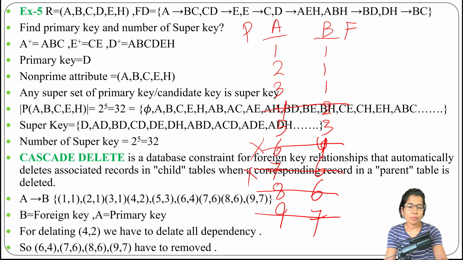After deletion of one functional dependency, we need to delete multiple functional dependencies as these are dependent. When we are deleting one primary key, we should delete the foreign key that is dependent on it. Next I will discuss equivalence of functional dependency.